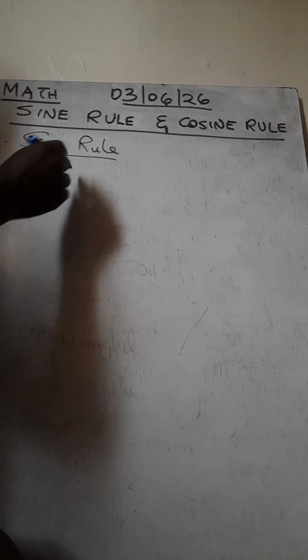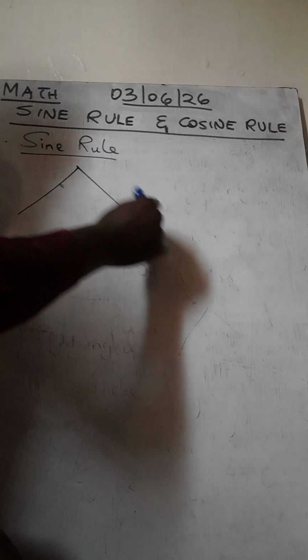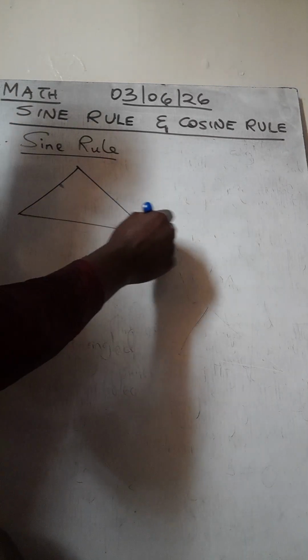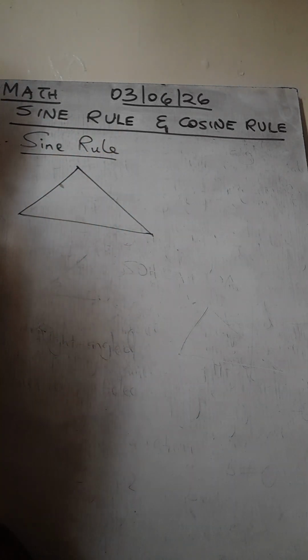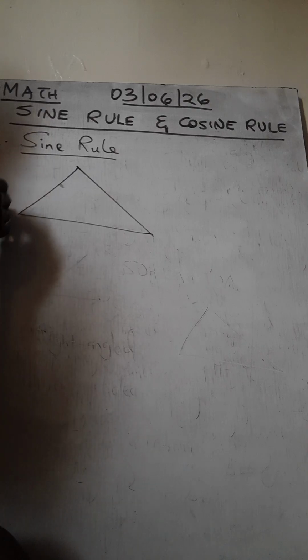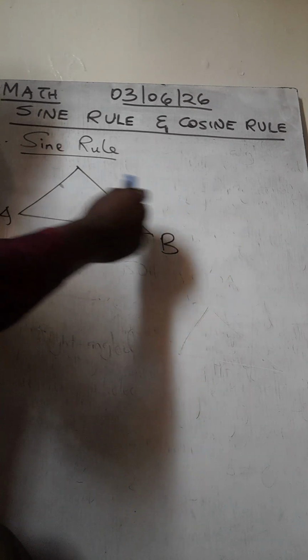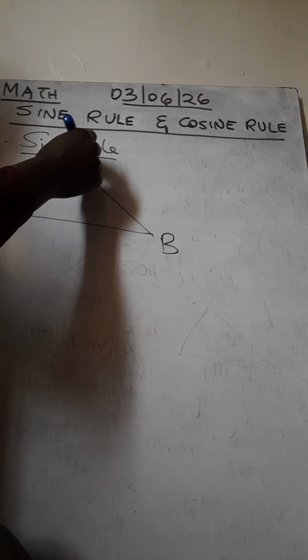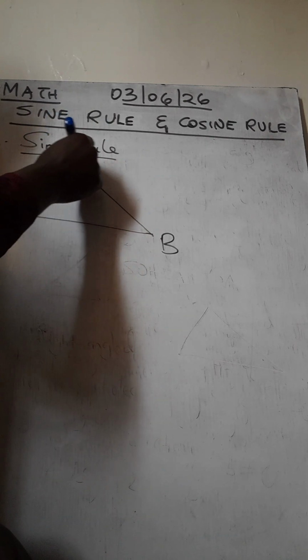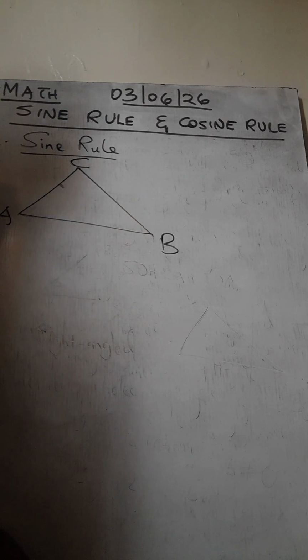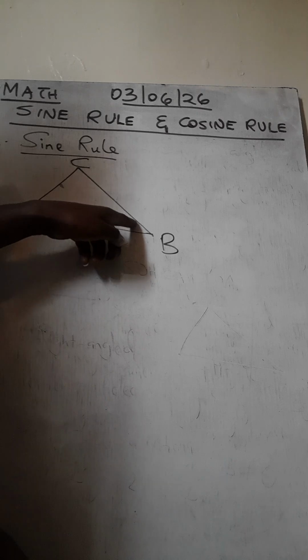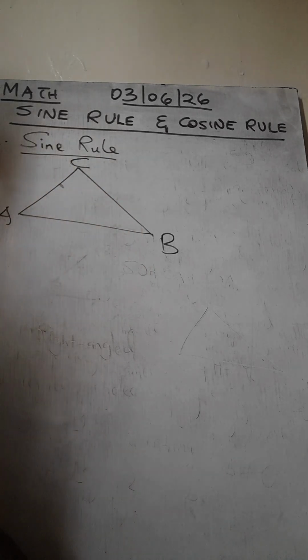So sine rule, when you have a triangle like this one, there is an angle A here, an angle B here, and an angle C there. I'm using these vertex points to represent angles. This is angle A, this is angle B, this is angle C.